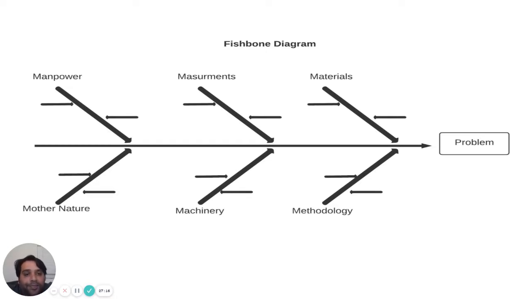fishbone diagram. So here you can see a fishbone diagram. There is a main central line over here, that is part of the process, and it is pointing toward the problem. Whatever the problem is, a lot of processes go through it: manpower, measurement, material, mother nature, machinery, methodology. So these are the external elements, right? These are the external elements.